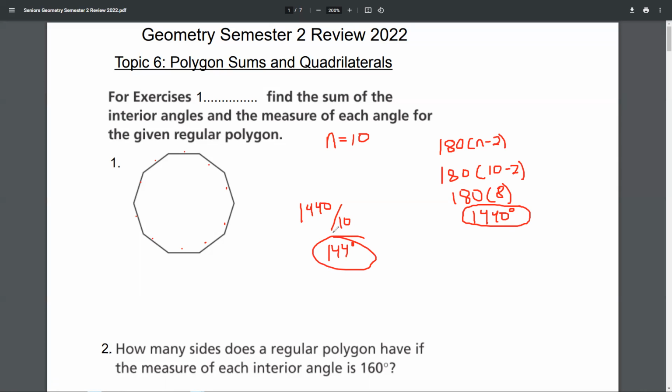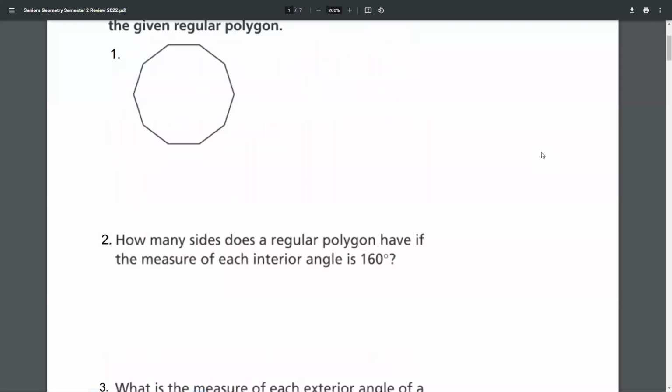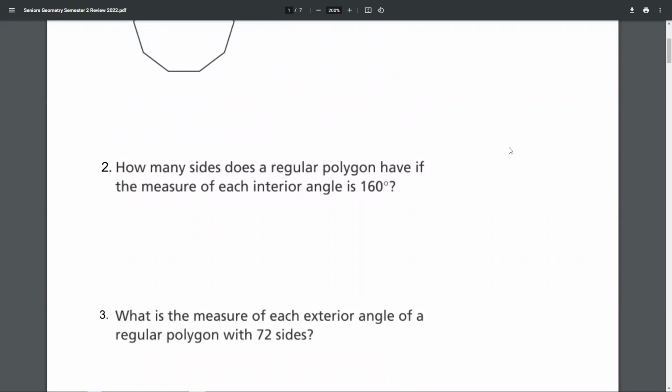Okay, number 2. How many sides does a regular polygon have if the measure of each interior angle is 160?